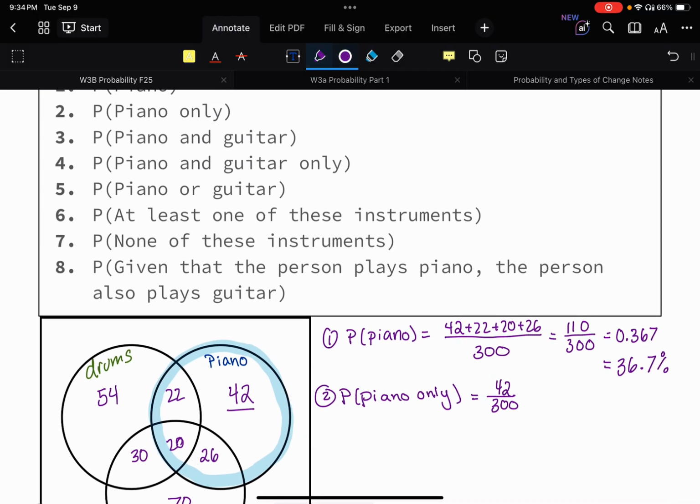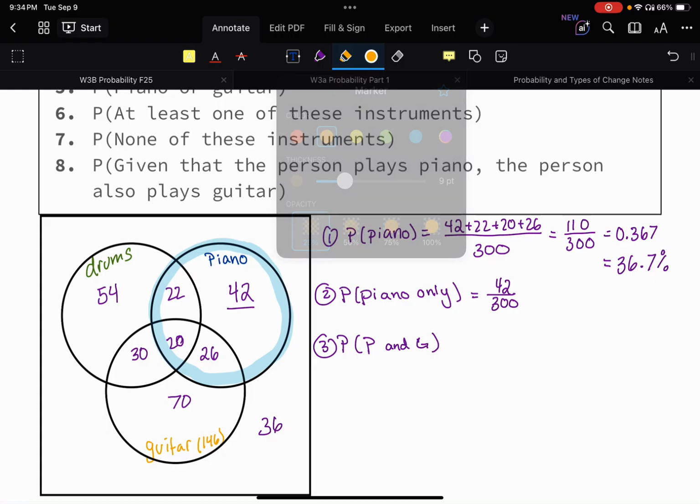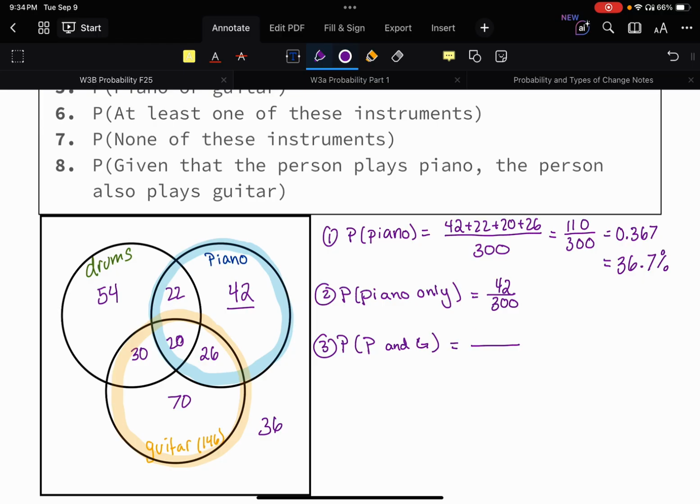Okay, next up, I have piano and guitar. And I'm going to just write P and G to save myself some writing. Okay, so this is an overlap. So remember the guitar is right here. And so piano and guitar would be the number in that overlap region right there, which is the 20 and the 26. So I would add 20 plus 26 out of that 300. And so that's 46 out of 300.